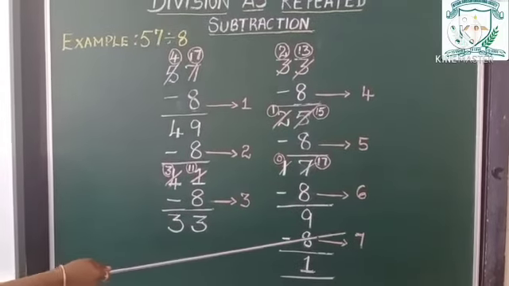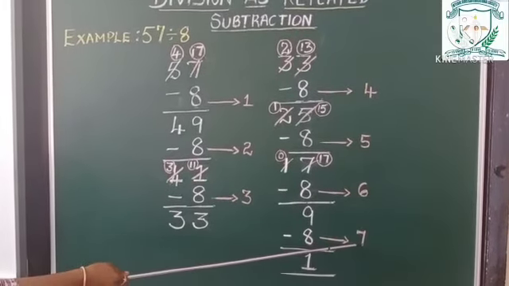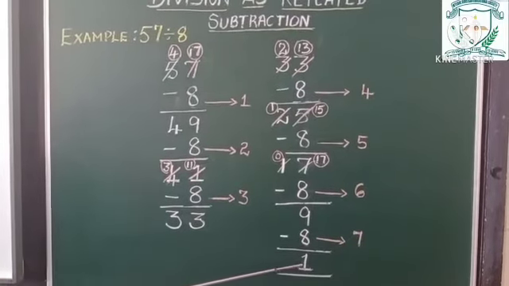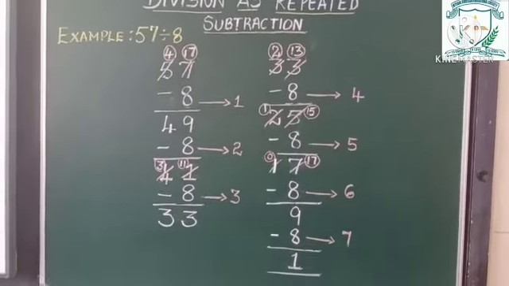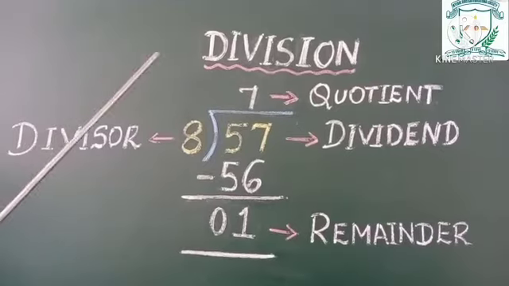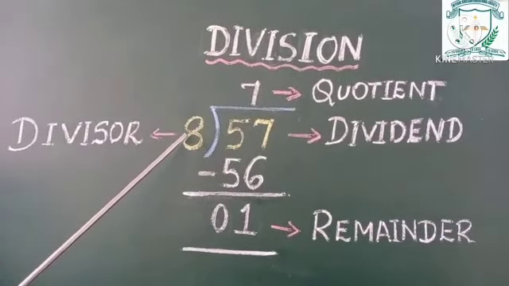So tell me children, how many times did we subtract 8 from 57? Yes, it is 7 times. So here 7 is the quotient and 1 is the remainder. Now let us see how we write this in the division method.